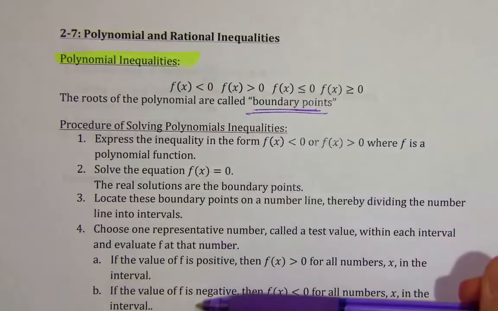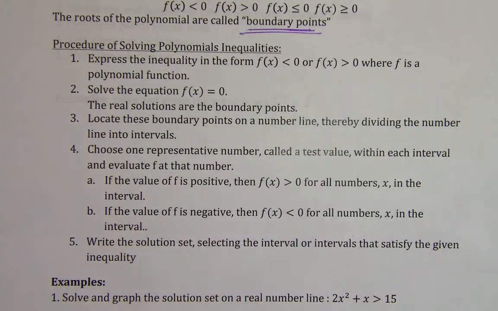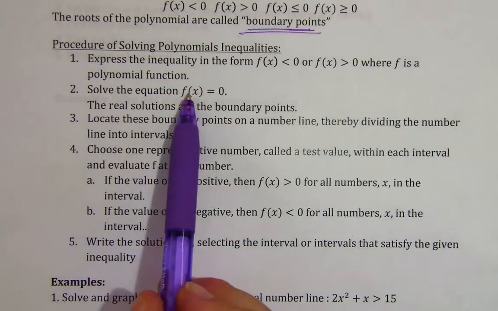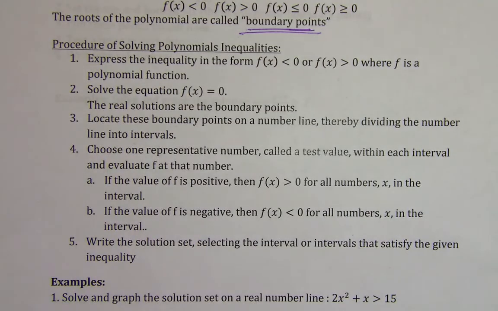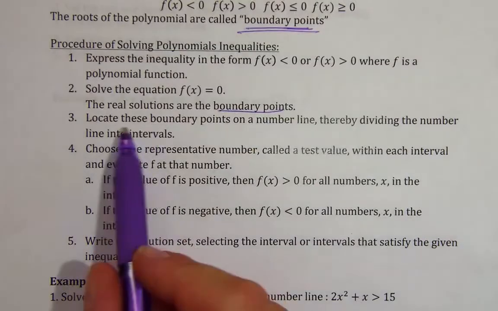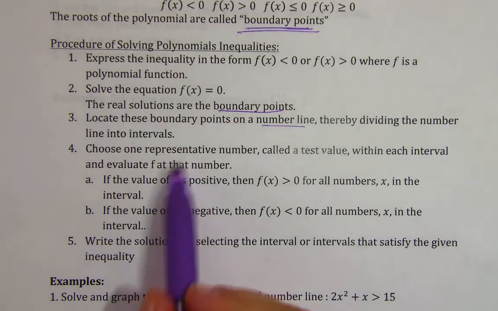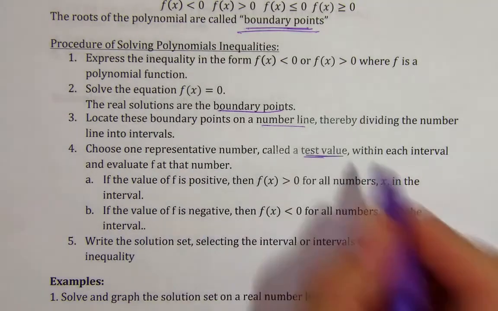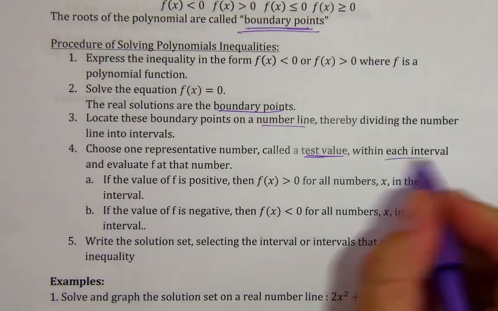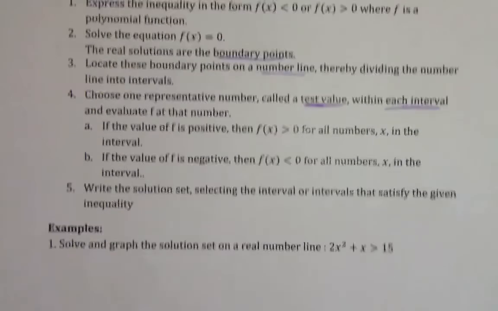Now, I've listed out a bunch of steps here for you, and you can go ahead and read those. The first one, we want to make sure that we have 0 on one side and the entire polynomial on the other. And then we're going to solve the equation, so factor it as far as you can. Those solutions are the boundary points. Then we're going to locate the boundary points on a number line. So we're going to draw a number line, and then we're going to choose a representative number called a test value in each interval. And then we're just going to test if it's greater than 0 or less than 0 for what we want, and then we'll find our solution set.